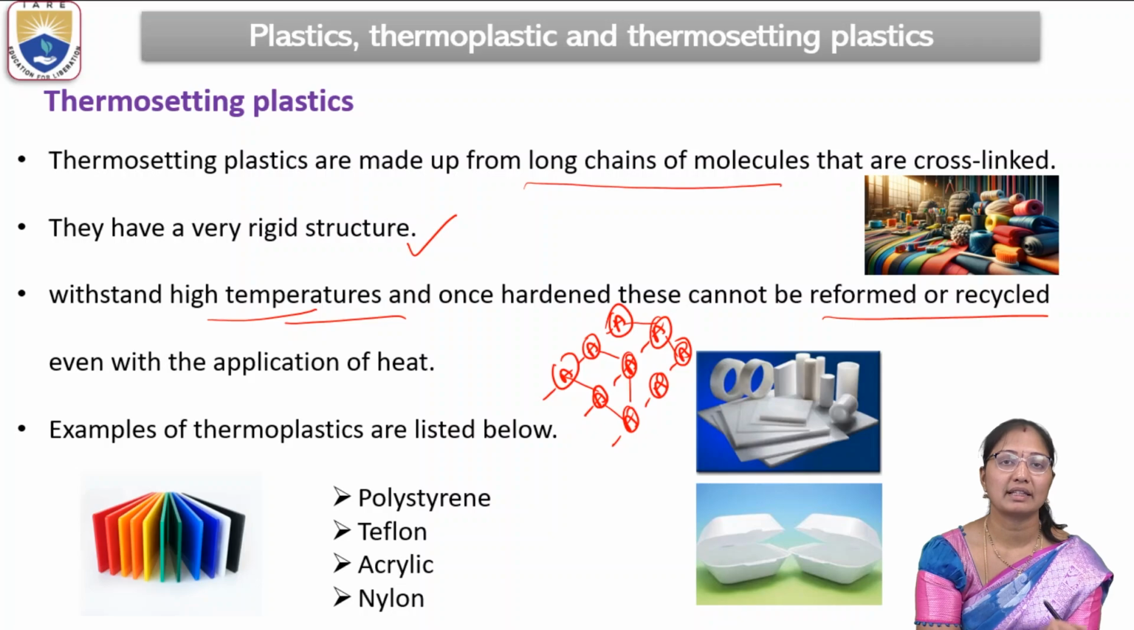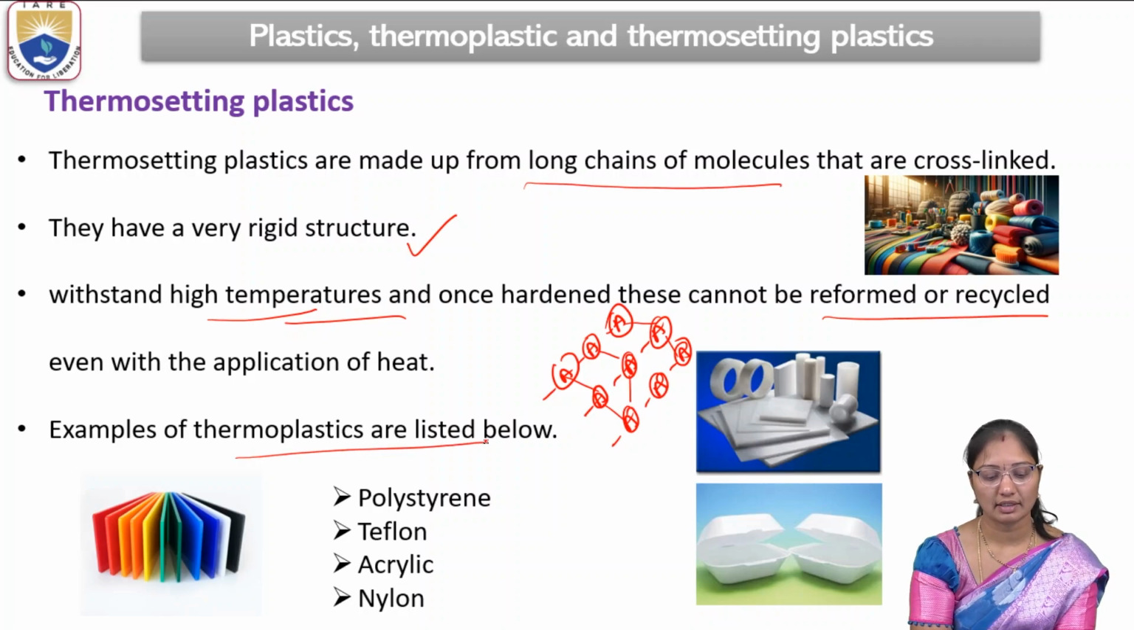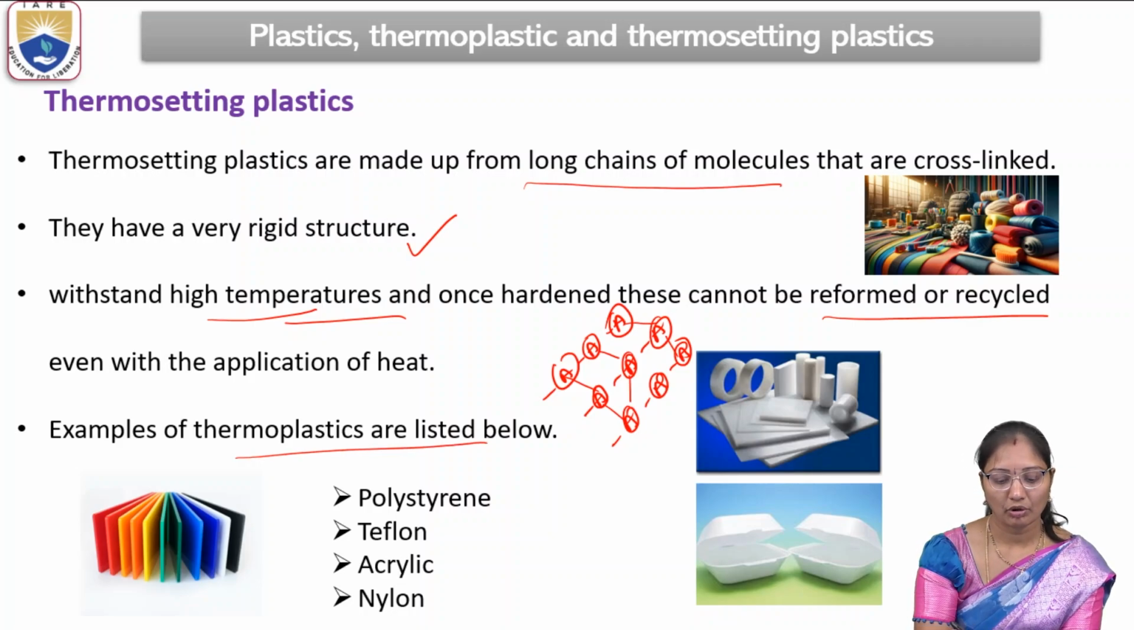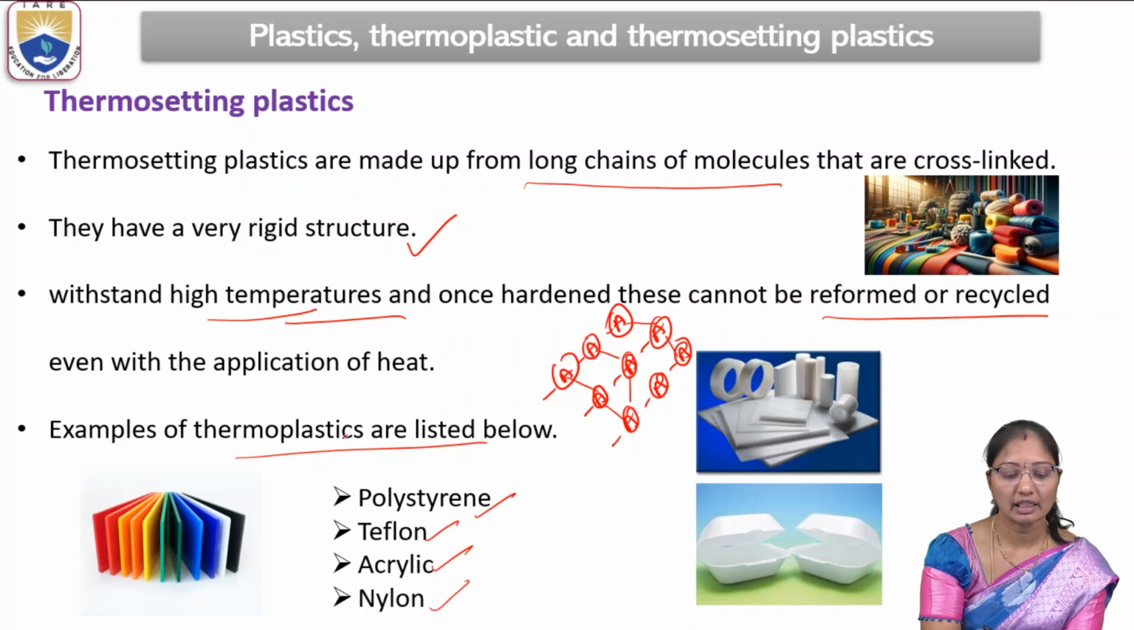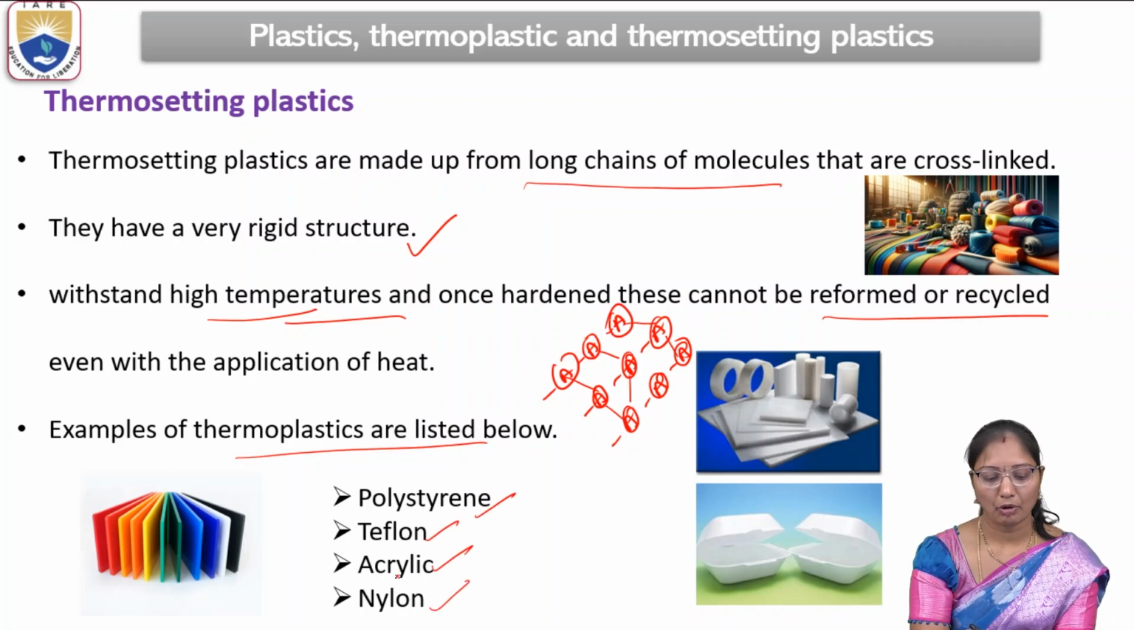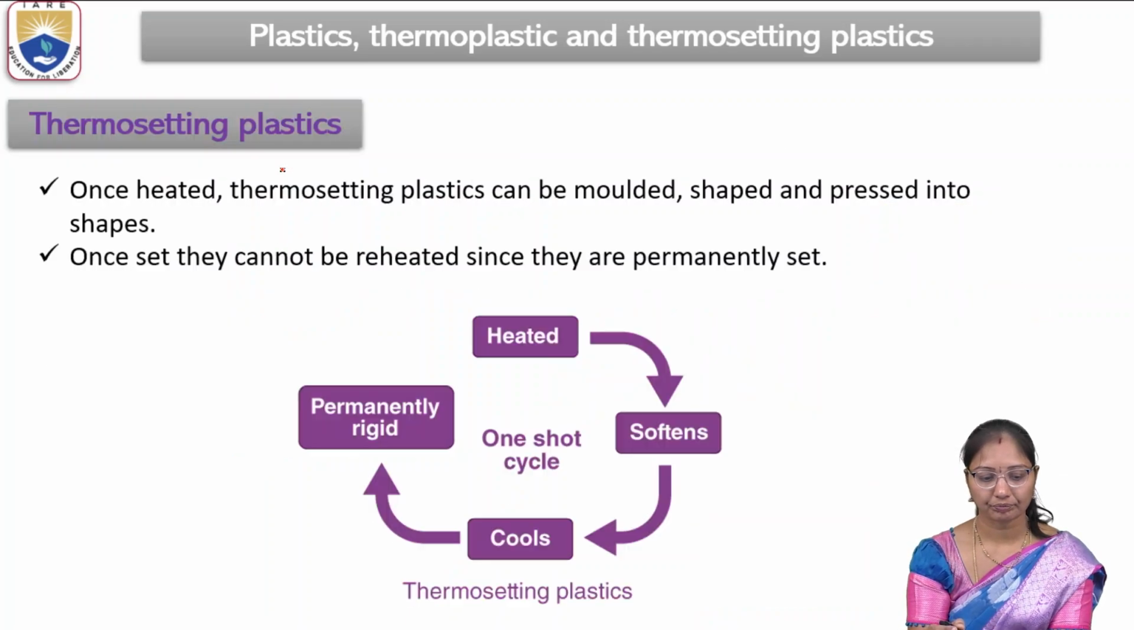These thermosetting plastics are used for handles because they can withstand high temperature and they are very rigid because of their cross-linking between the linear polymer chains. So the examples of thermoplastics are polystyrene, Teflon, acrylic and nylon. These are the thermoplastic polymers. These thermosetting polymers we are going to see.